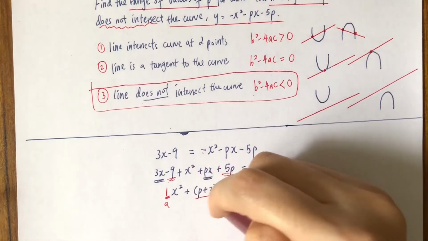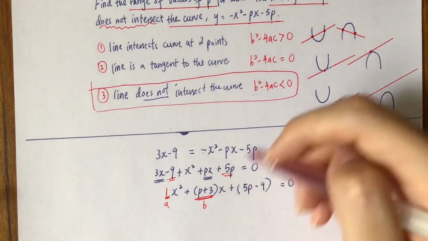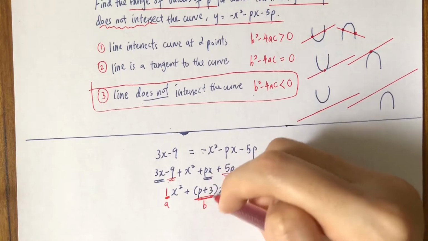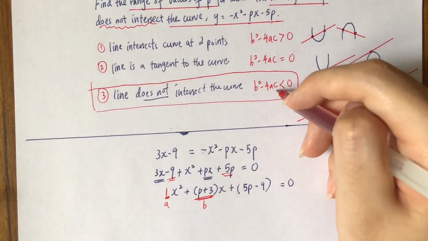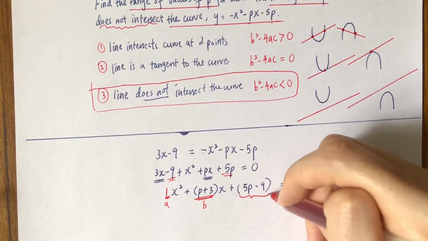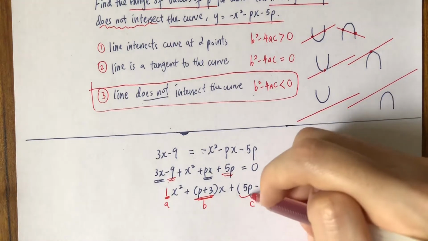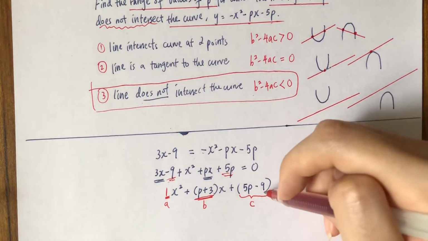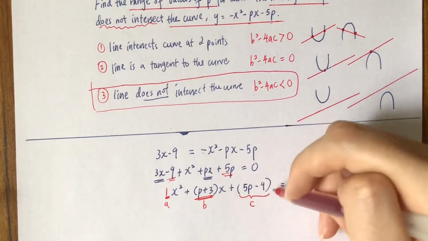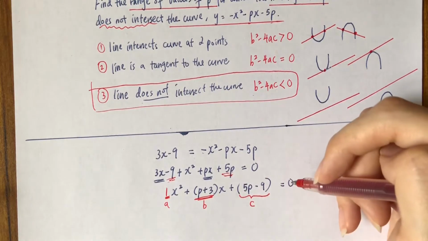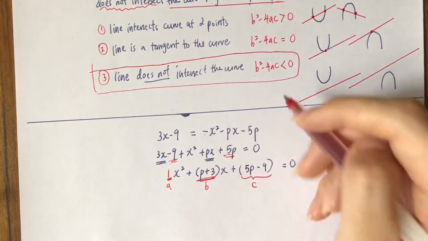But we do know that there is an invisible 1 in front of the x squared term. The b term is actually the coefficient in front of the x term. Then now the c. The c represents the constants collectively. It does not just represent 5p, nor does it just represent negative 9. It represents 5p minus 9, all the constants collectively as a group. So with these understood, we'll move on and write down the condition.